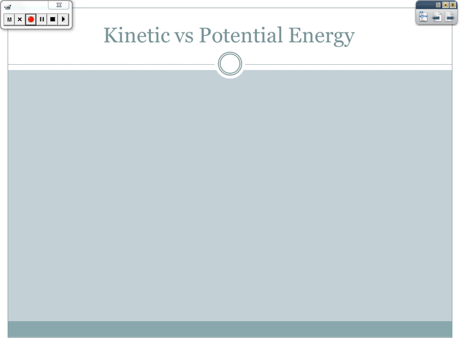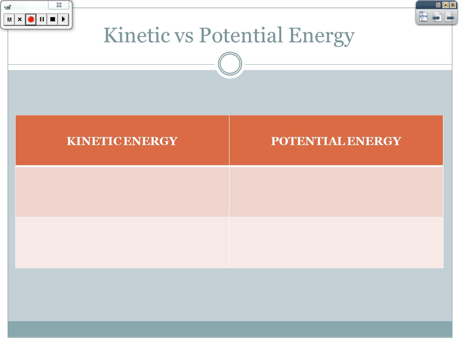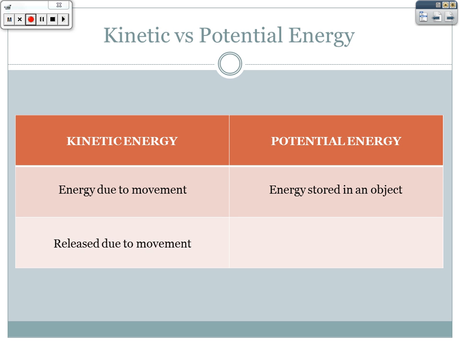So let's talk about kinetic versus potential energy. Kinetic energy is energy due to movement, whereas potential energy is energy stored in an object or a substance. Kinetic energy is released due to movement, whereas potential energy is released under the right conditions. So these are two very different types of energy. Potential energy is often thought of as energy that has potential, meaning it's not there yet, but it has the potential to be there, which is why it's stored in an object, whereas kinetic energy is constantly there. If an object is moving, it has kinetic energy.